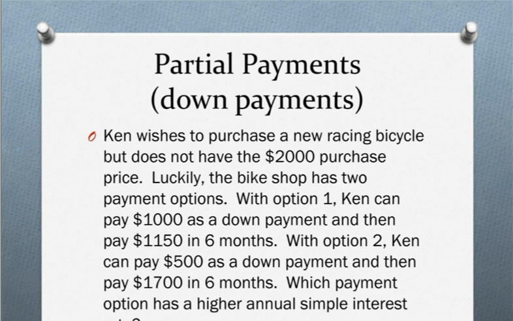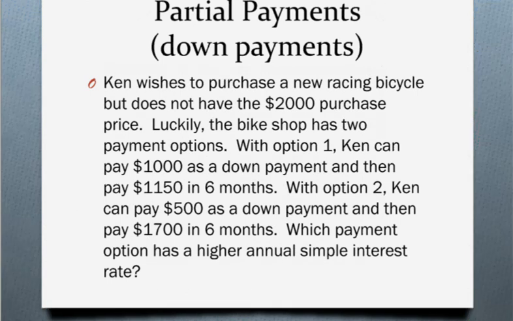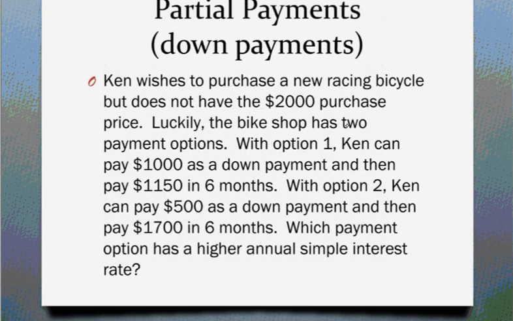What's going to happen here is Ken's going to go in to buy a new racing bike. The bike costs $2,000, but he doesn't have $2,000 and he doesn't have a credit card apparently. And he probably shouldn't put it on his credit card anyways. He can't afford it. So the bike shop owner has two different payment options. He could pay $1,000 now and then come back and pay $1,150 in 6 months, or he could pay $500 right now and then $1,700 in 6 months. Which payment has a higher annual simple interest rate?